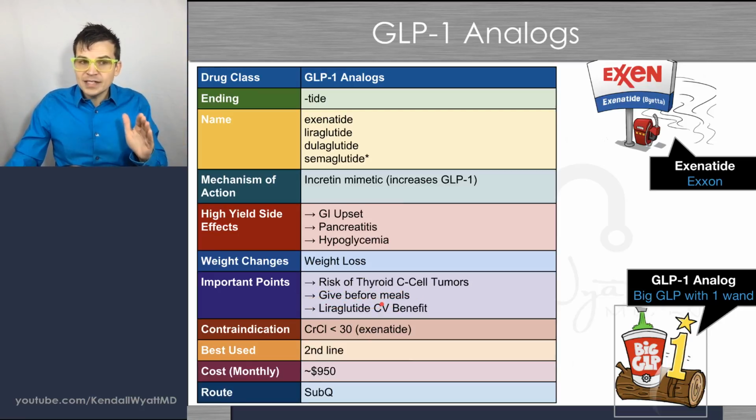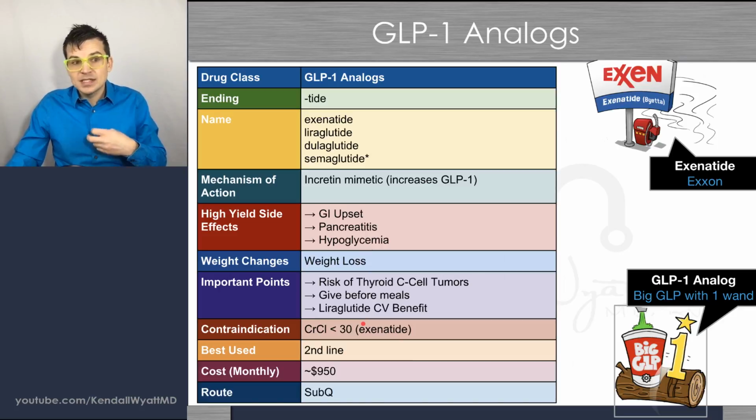Now there's some long-acting forms of these that aren't given every single day. They can now be given once a week or twice a week, and there's a few different formulations depending on the brand that they're coming out with. It's also important to remember, because I like to mention this, that liraglutide is the only one studied at this particular scale, and it actually shows some cardiovascular benefit.